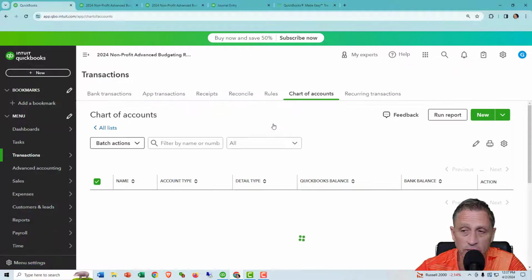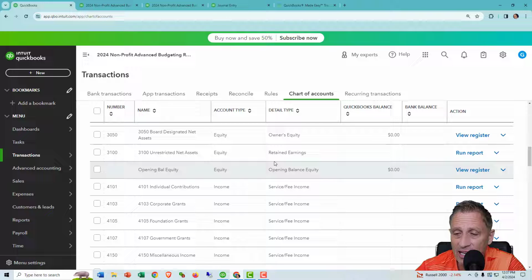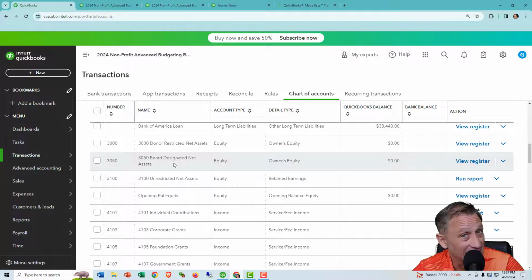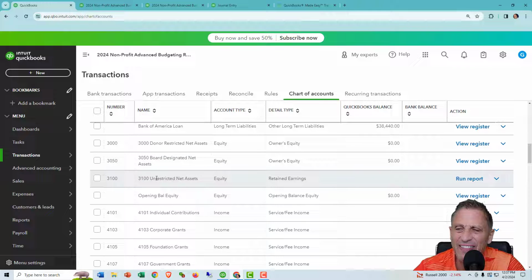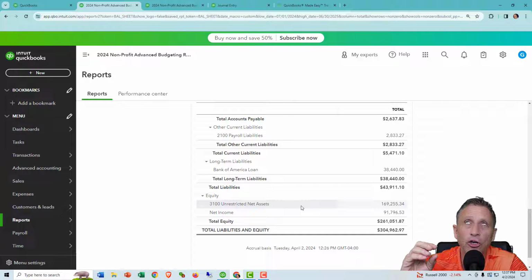And again, we'll do this in the desktop version in a second. And you'll see that I have a donor restricted net assets equity account. I have a board designated net assets equity account. And then the retained earnings account that was originally in QuickBooks, I just changed the name of it to unrestricted net assets.